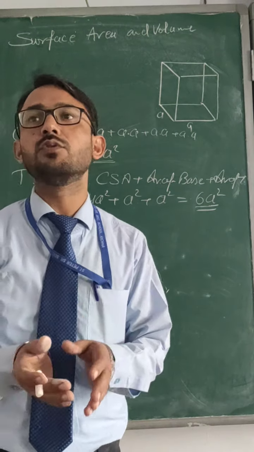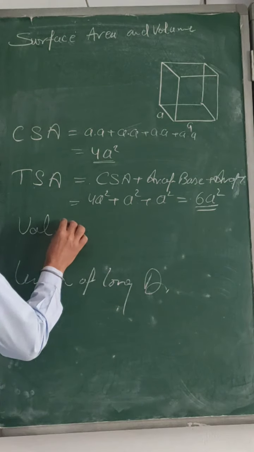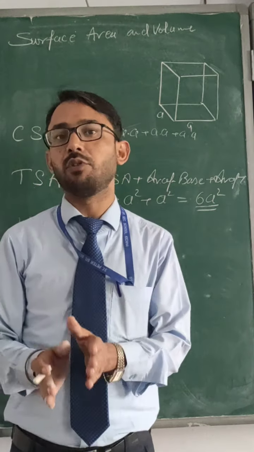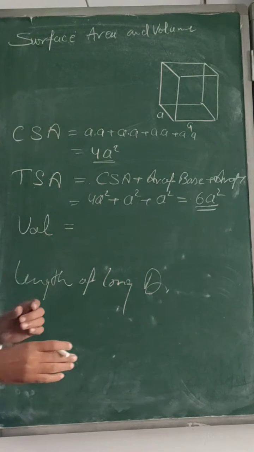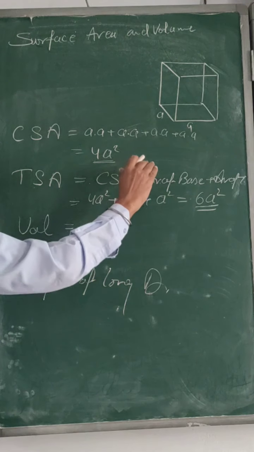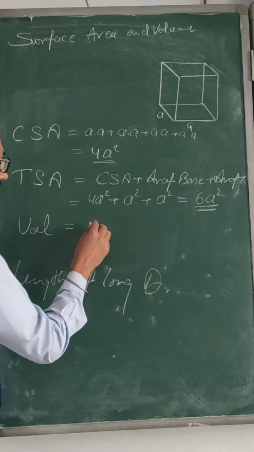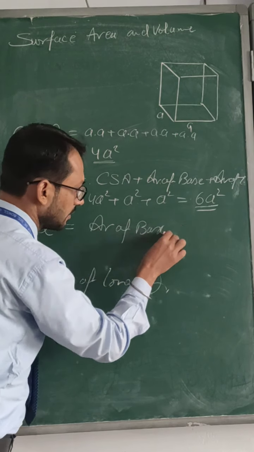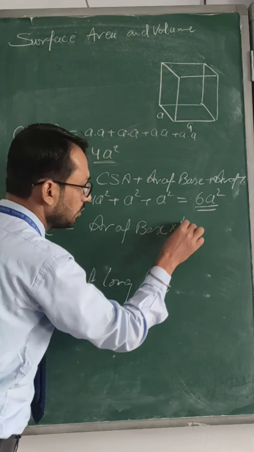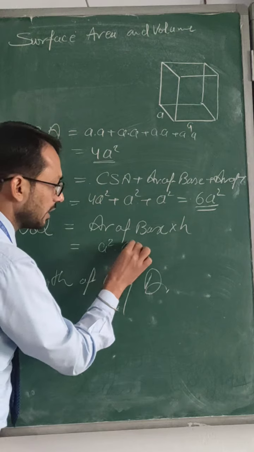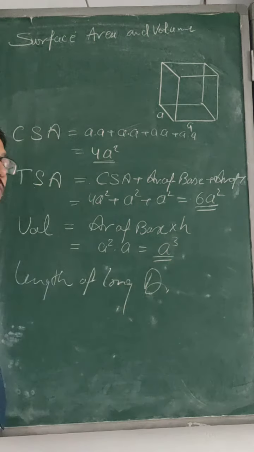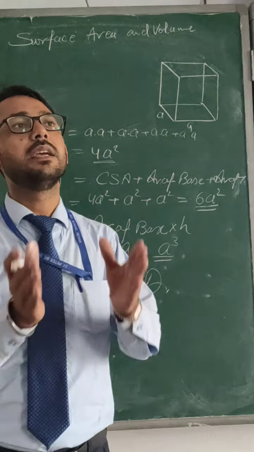Now it comes to volume. Volume of any regular figure, and cube is a regular figure, is area of base into height. Area of base will be A into A, that is A square, into A. That is, volume of cube will be A cube. Volume of cube will be A cube.